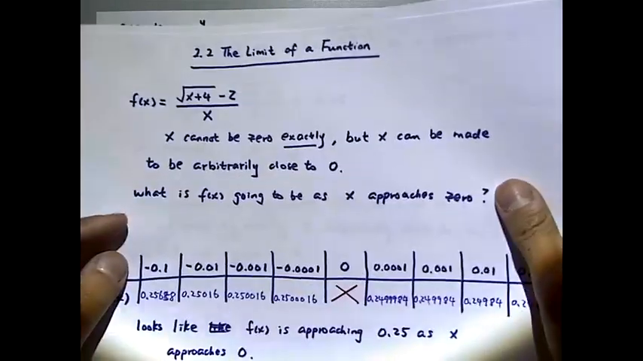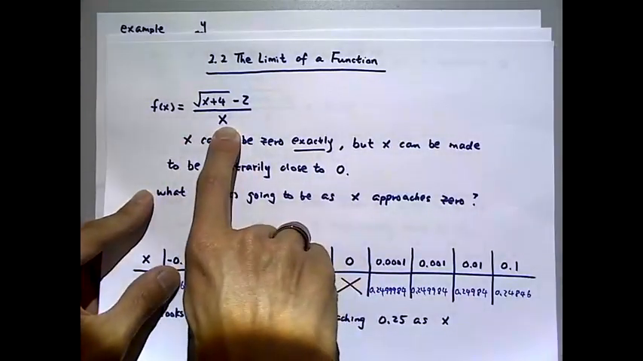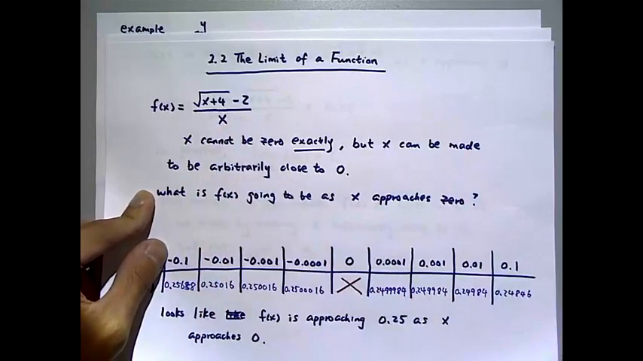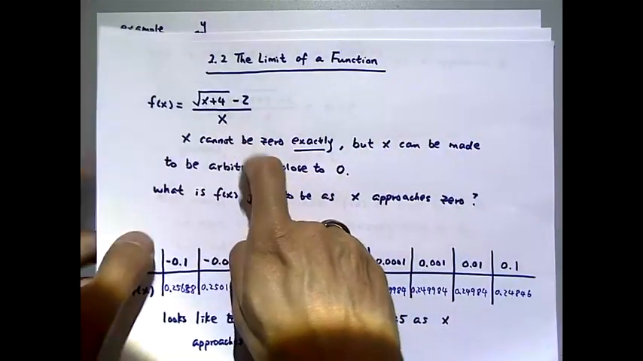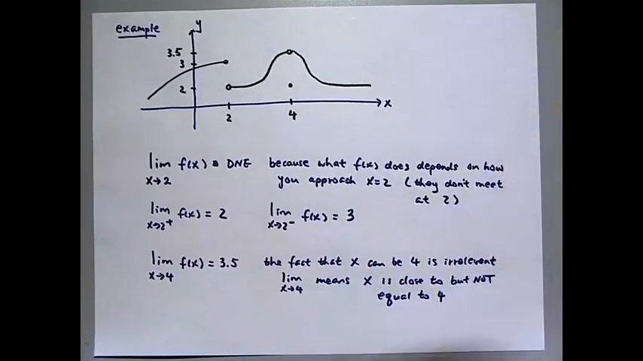The first example we did here, we can't make x at 0, but I can define the function to be something at x exactly equal to 0. Even if I do that, the limit wouldn't change. We're still asking what happens when x is close to 4, 3.9999999, and not exactly equal to 4.